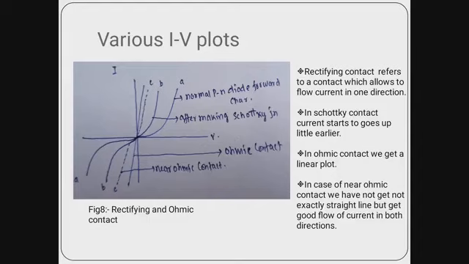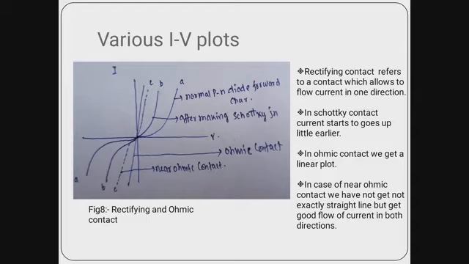This region is the forward region. But in this quadrant, if we increase the potential, the current increases, but we get only a very small amount of current across this region, and this is called the reverse saturation current. But after a certain point, when we increase the voltage rapidly, we get a sharp current, and this is basically the junction breakdown or Zener breakdown, and the voltage at which this breakdown occurs is called the Zener voltage.